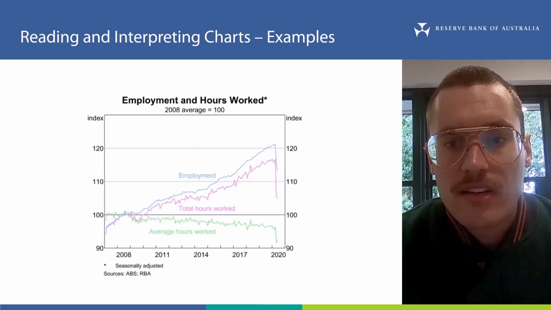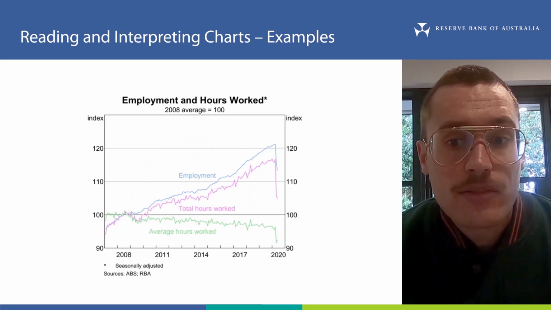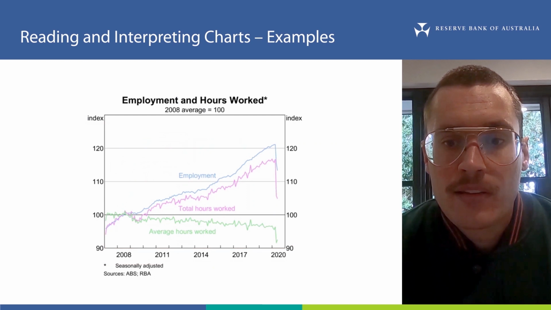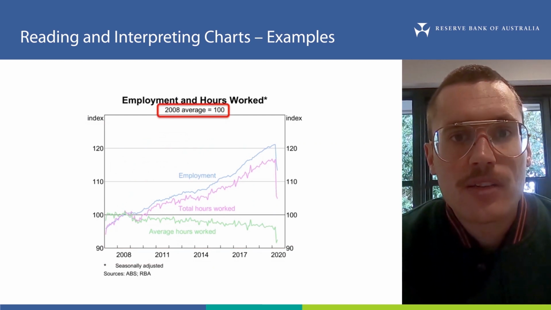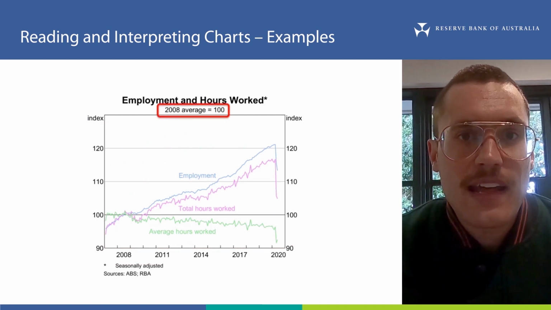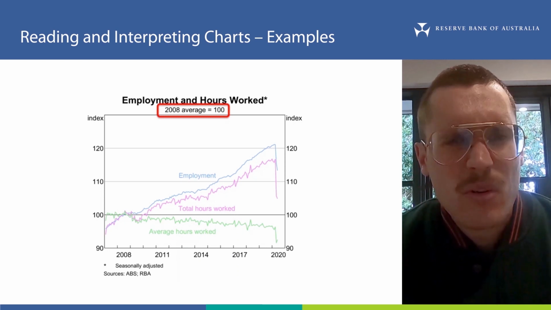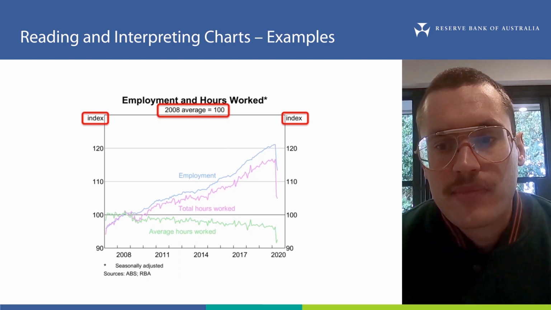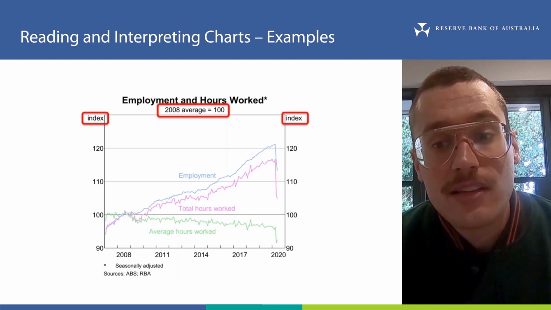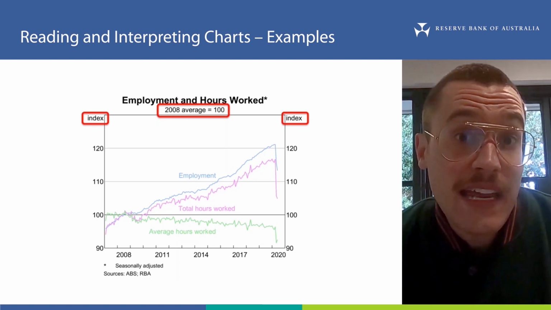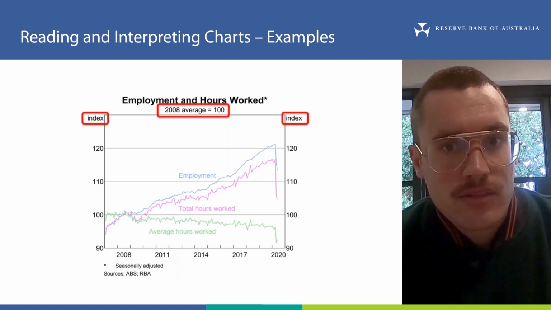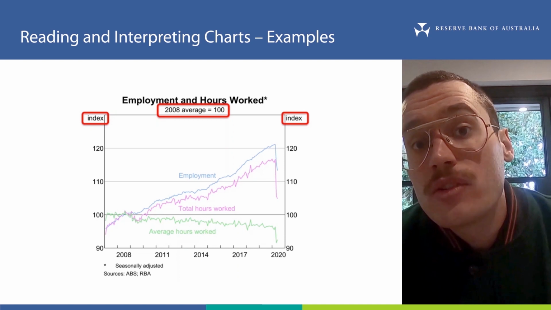Moving on to another chart, this chart is called employment and hours worked. We're looking at time series data again here. Now, if we look at the subtitle, it says 2008 average equals 100. Well, what does that mean? If we look at the units, they're an index. The subtitle tells us what each of our series is indexed or related to. In this case, each data observation is indexed or related to its average value over 2008.